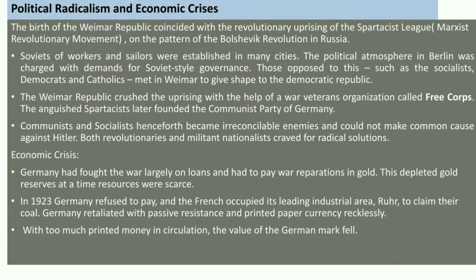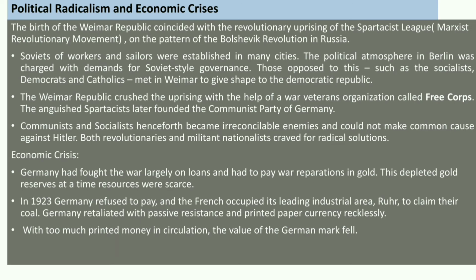Okay, now let us try to know about the political radicalism and economic crisis. The birth of the Weimar Republic coincided with the revolutionary uprising of the Spartacist League or Marxist revolutionary movement on the pattern of the Bolshevik Revolution in Russia. So the Spartacus League, it was a revolutionary socialist group which was formed in Germany during the First World War. Soviets of workers and sailors were established in many cities.